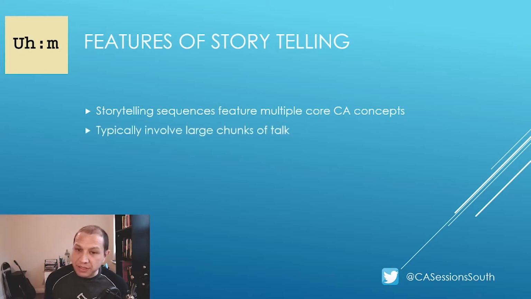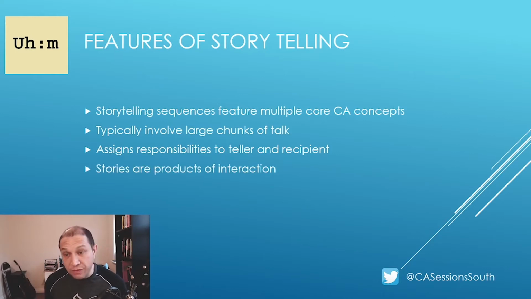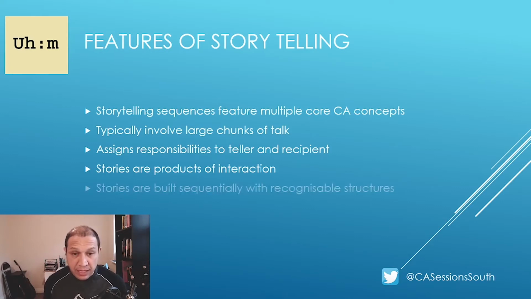Now, stories are distinctive as they typically involve large chunks of extended turns at talk for the teller. However, these sequences are rarely performed as unilateral packages of talk. Instead, the action of telling a story assigns specific roles and responsibilities for both the teller and the recipient. As such, storytelling sequences can be seen as products of interaction as teller and recipient carefully coordinate their roles and responsibilities throughout these sequences.